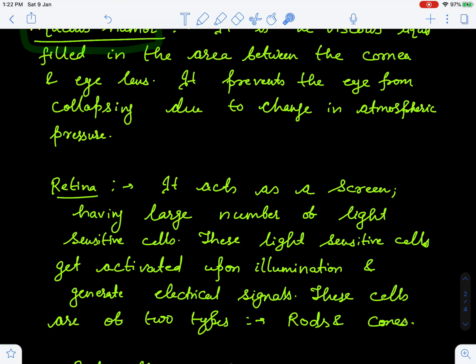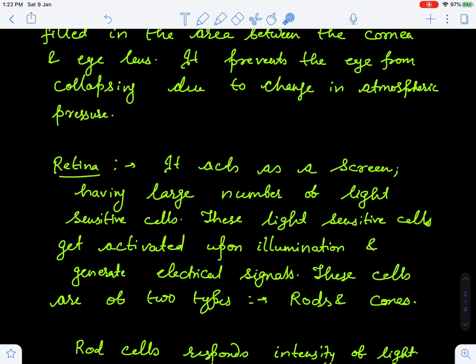Now retina, one of the most important things. You can relate the retina to a screen. It acts as a screen where the image will be formed. It has a large number of light sensitive cells. These light sensitive cells get activated upon illumination and generate electrical signals. These cells convert the light signal into an electrical signal. Basically there are two types of cells, and they are very important, guys: rod cells and cone cells.